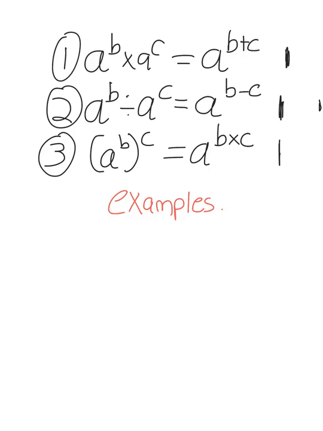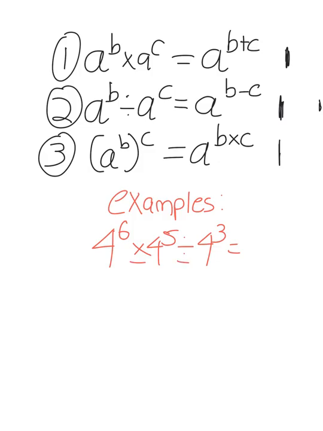So let's say I had 4 to the power of 6 times 4 to the power of 5, and I divided that by 4 to the power of 3. Okay, I'm just going to use the first 2 index laws. So this is how you should show your working out. So 4 to the power of 6 times 4 to the power of 5.